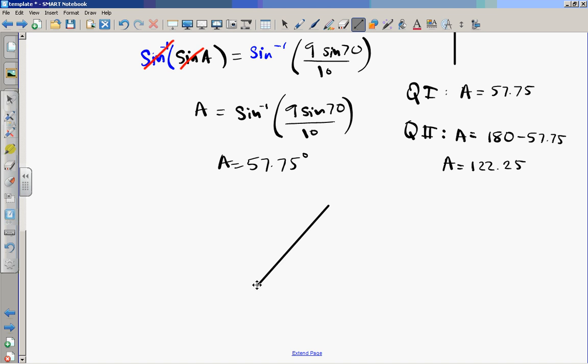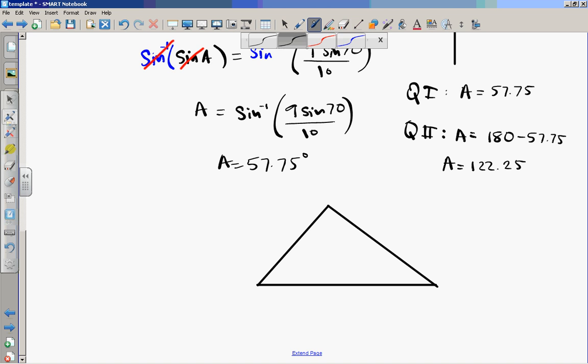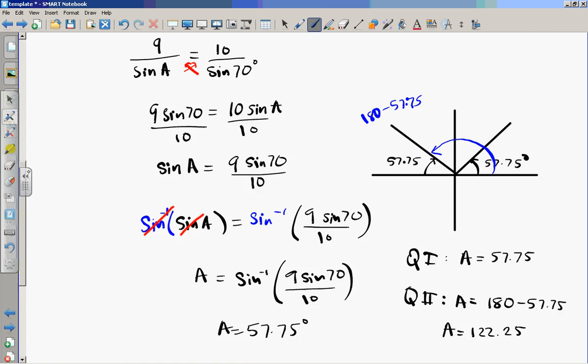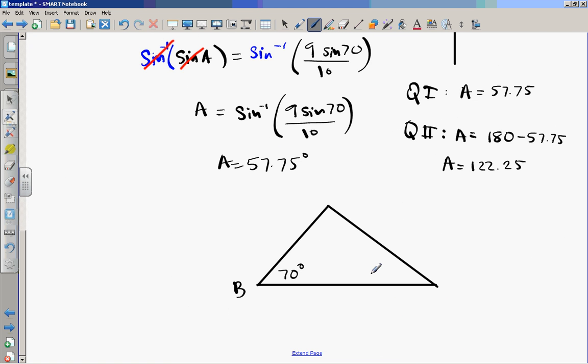So let me draw my triangle again. Remember angle B, this is angle B right here. Angle B was 70 degrees. And then angle A is 122.25. We're looking at quadrant 2, right? We know quadrant 1 gave us an acute triangle. If quadrant 2 can work, then we also know that obtuse is the case. What is angle C? Or is it possible? If you look at these two angles, if you add them up, 70 plus 122.25, what do you get? 192.25.